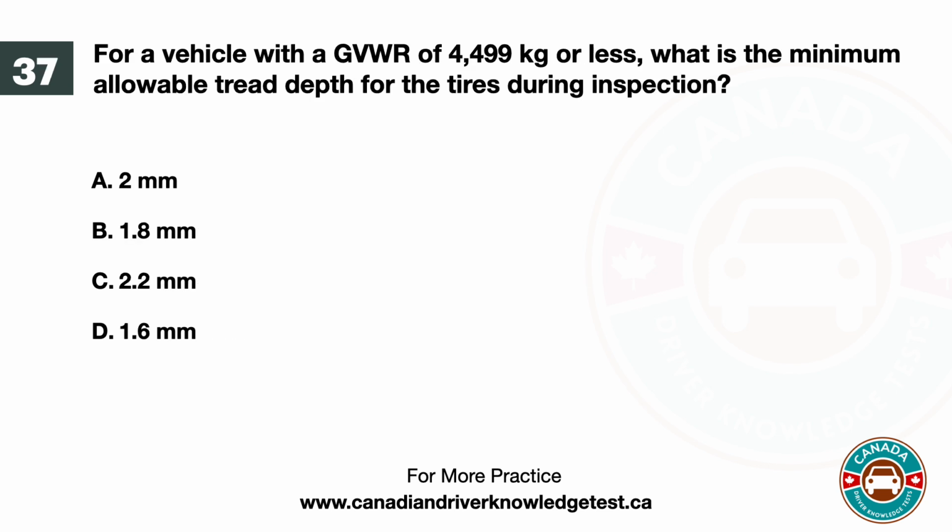Question 37. For a vehicle with a GVWR of 4,499 kilograms or less, what is the minimum allowable tread depth for the tires during inspection? A. 2 millimeters. B. 1.8 millimeters. C. 2.2 millimeters. D. 1.6 millimeters. The answer is D. 1.6 millimeters.